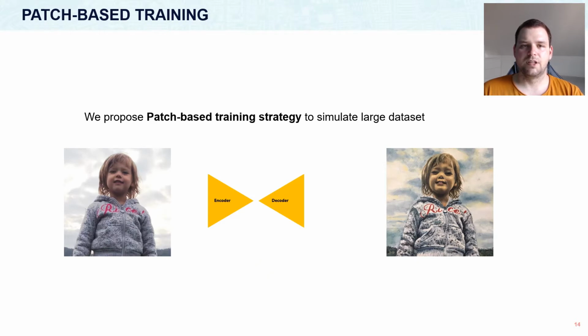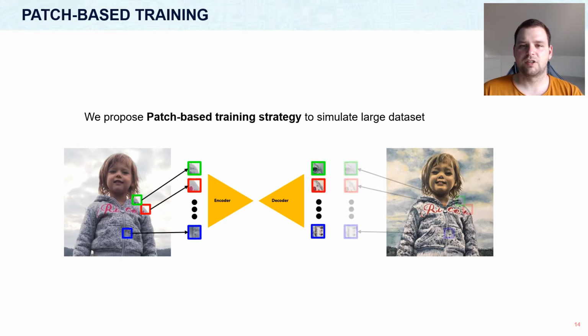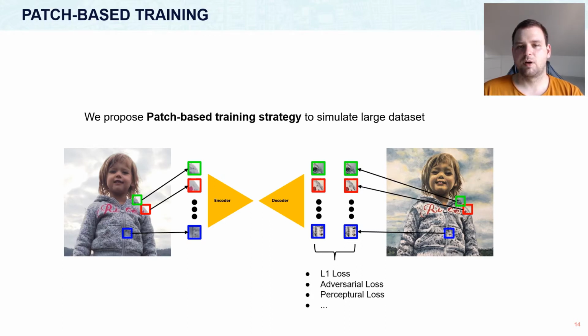We take an input image, we sample patches from it. We run the patches through the network. We sample patches from the corresponding locations of the output image, and we compute the loss between these patches, and we backpropagate the error. As described in Stylization, we use L1 loss, adversarial loss, and perceptual loss, but our patch-based training strategy is not limited to any particular losses.